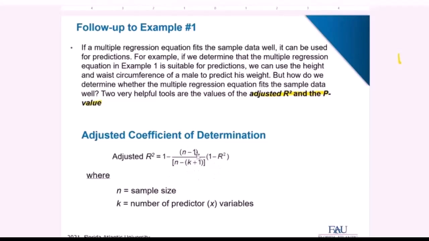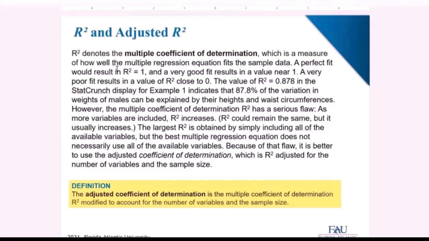N is the sample size, and K is the number of predictor variables. Our sample size and predictor variables is going to change our R squared value. R squared denotes the multiple coefficient of determination. Remember, our coefficient of determination was R squared, which is a measure of how well the multiple regression equation fits the sample data. A perfect fit would be R squared equals 1, and a very good fit results in a value near 1. A very poor result would be R squared is close to 0.